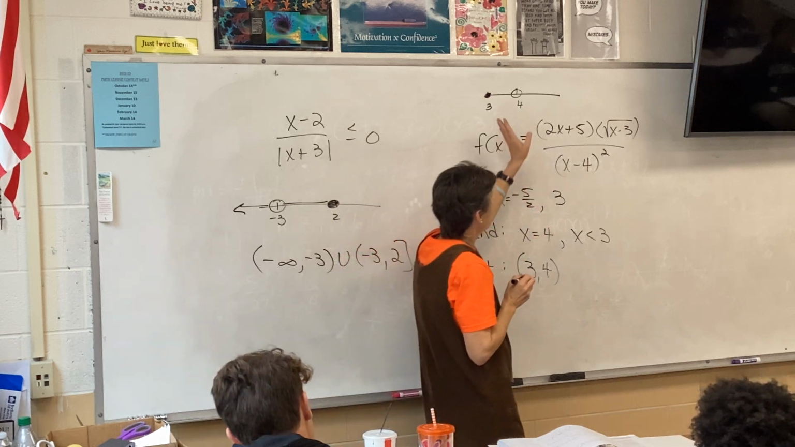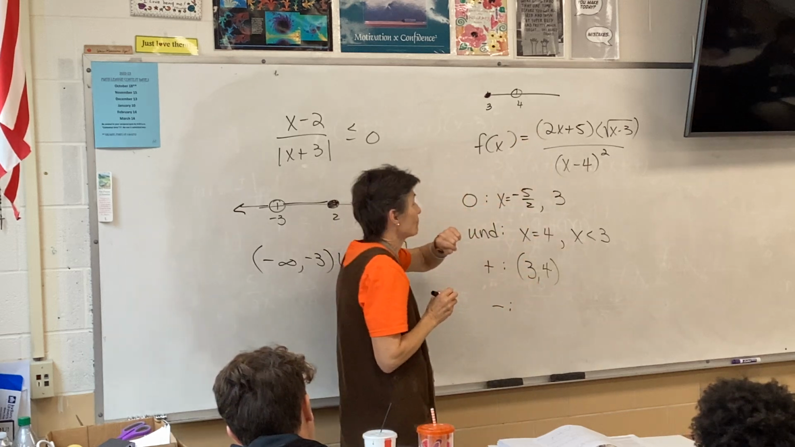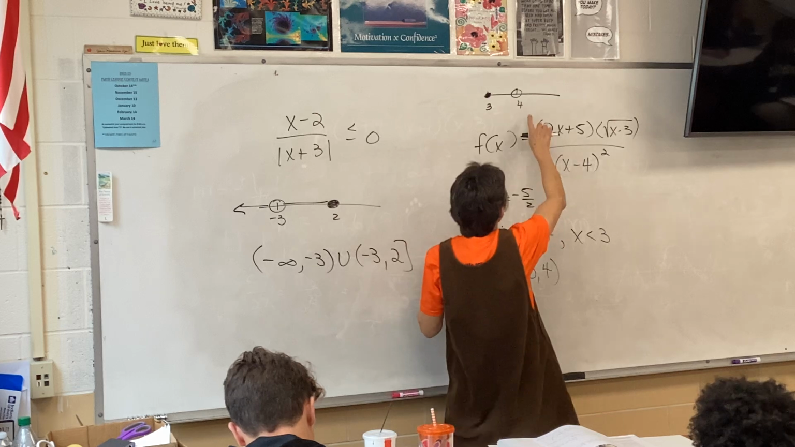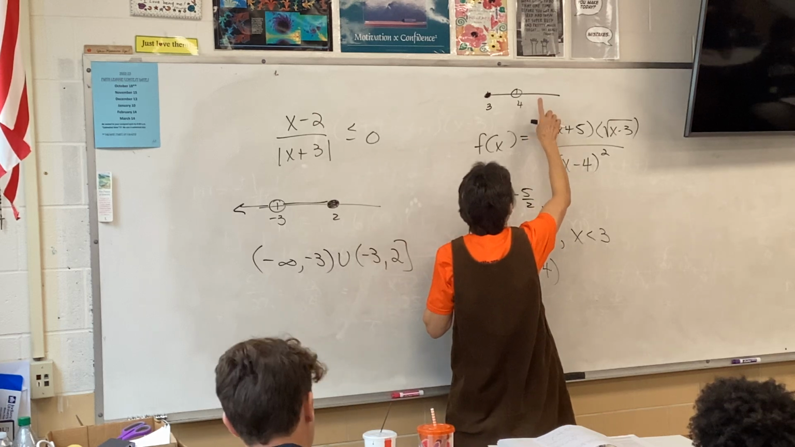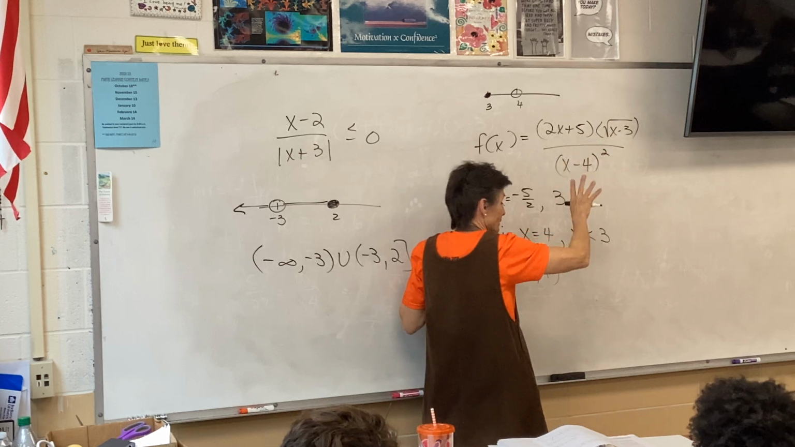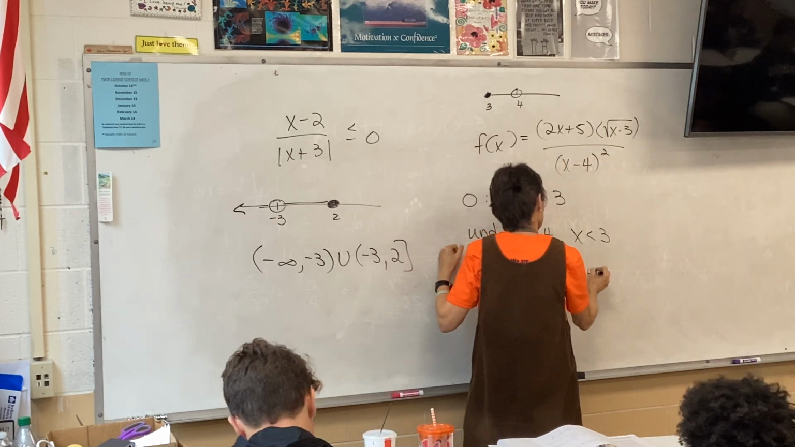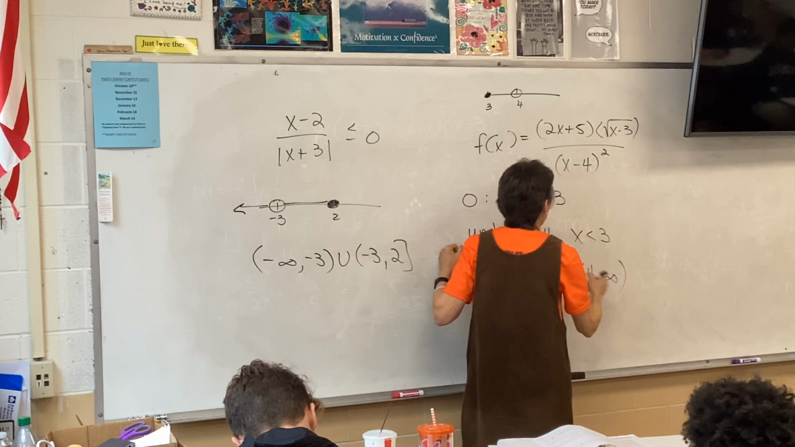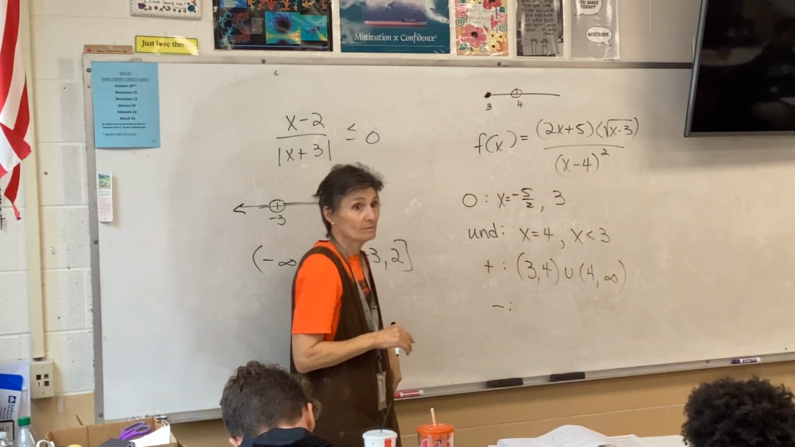What about stuff bigger than 4? Well, let's see, if we're bigger than 4, like 5, what happens to all these things? Still positive. They're still positive. So from 4 on, it's going to be positive?